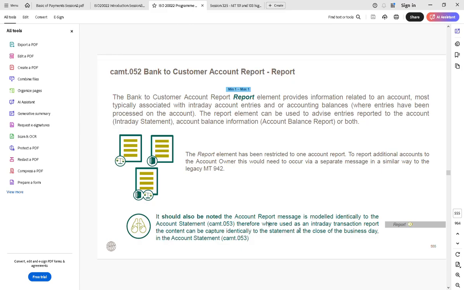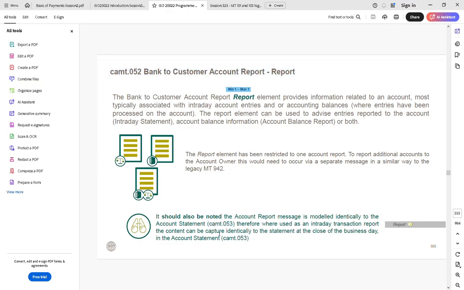They're mentioning that where used as an intraday transaction report, the content can be captured identical to the statement at the close of the business day in the account statement. So we can use CAMT.053 also. Indirectly they are saying CAMT.053 and 052 have the same data.